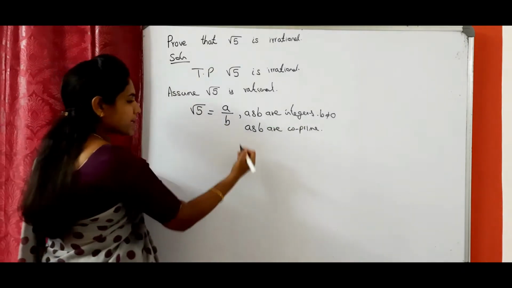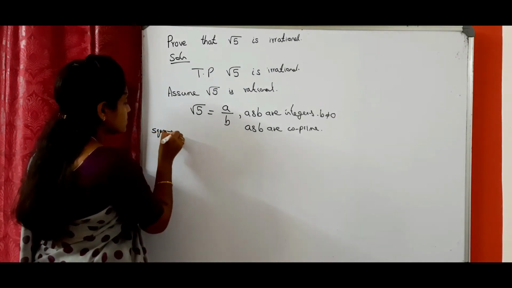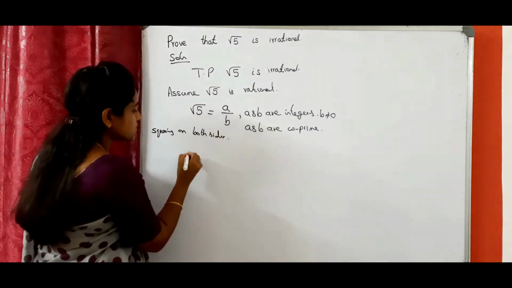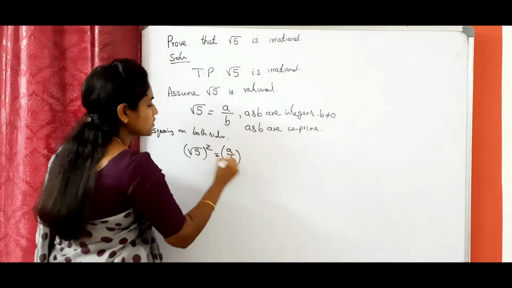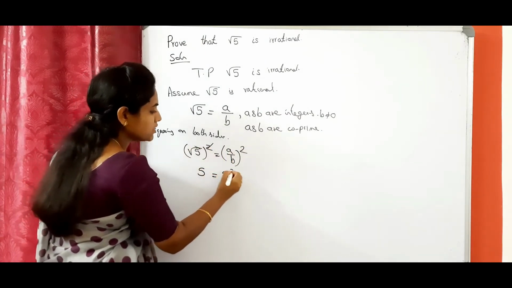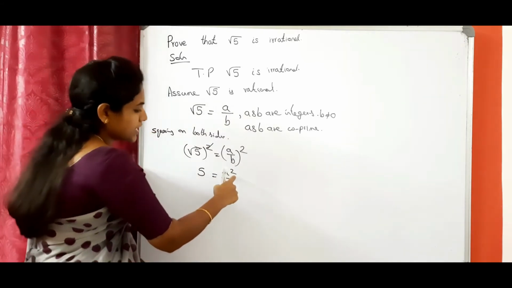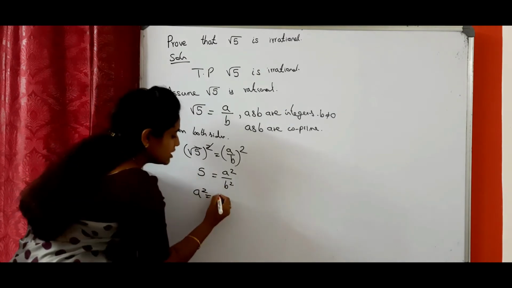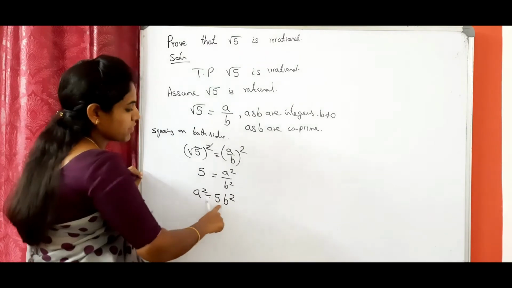Next, I am taking squaring on both sides. So here root 5 the whole square, A by B the whole square. See this square root cancel. So 5 equal to A square by B square. I need A square. So A square equal to, I am taking this B square here, so 5 into B square. So A square equal to 5 into B square.